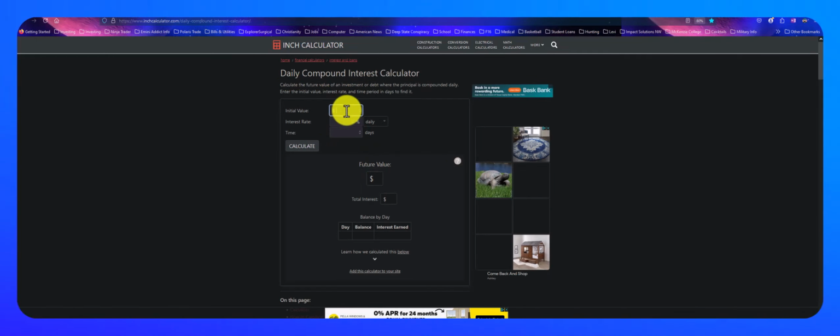You can input in here, if I have $10,000 to start off with for my account, and I have an interest rate, a goal of making 1% per day, and I trade 20 days a month, which is about 240 days, we'll just put in 220 trading days a year. And we calculate that. That's a future value, starting off with $10,000, of $89,000, $79,000 of interest.